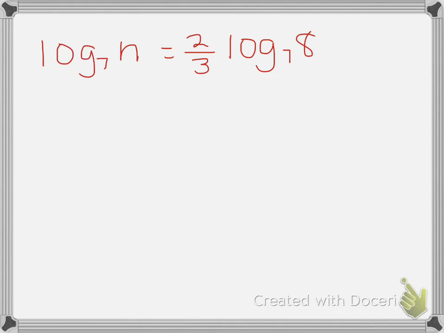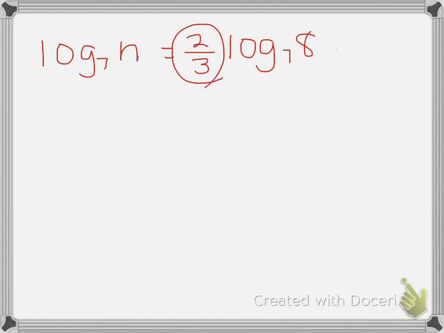Okay, so I'm going to show you a few more equations where you are going to need to use the properties that we talked about at the beginning of this video. In this problem, we've got log base 7 of n equal to 2/3 times log base 7 of 8. And you're probably thinking, oh, let me just drop that log base 7. And I agree with you, I want to do that. But this right here needs to be relocated.